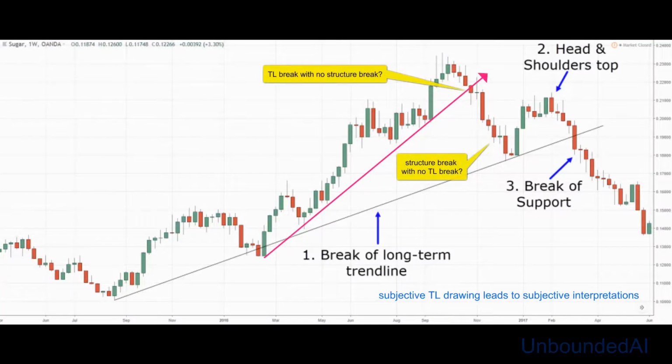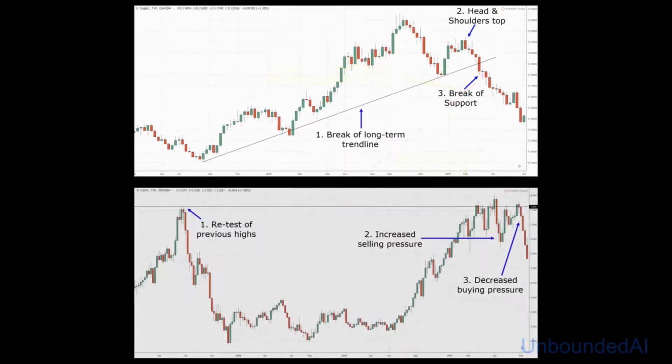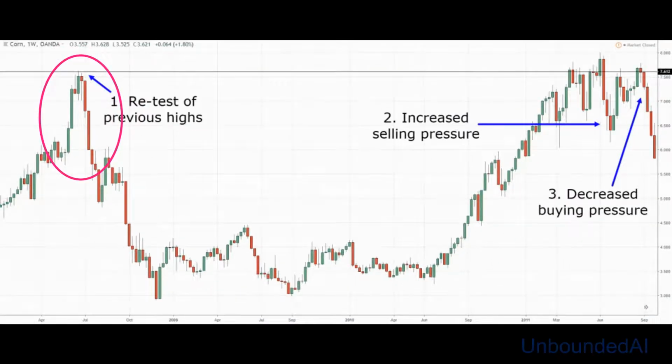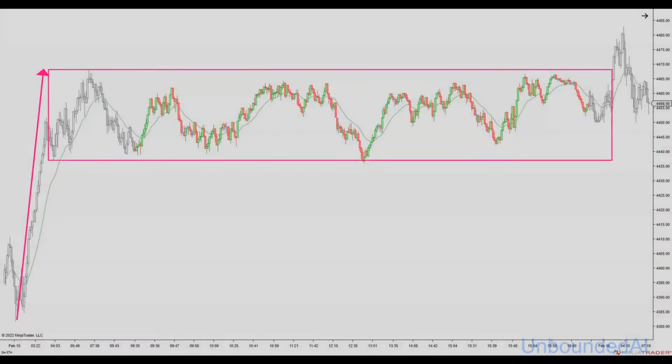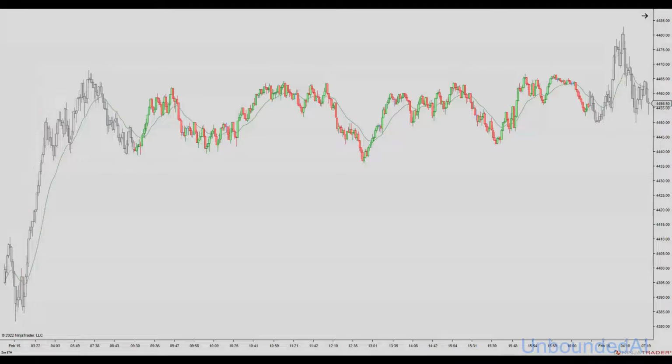What does it mean if you get a structure break without a trend line break, or vice versa? How do you handle parabolic moves that shoot straight up and then come straight down, or a strong uptrend that converts to a sideways trading range resembling a flag pattern? Lastly, what if the intermediate timeframe trend reverses before hitting the higher timeframe target? There is a myriad of scenarios a trader should be prepared to encounter.